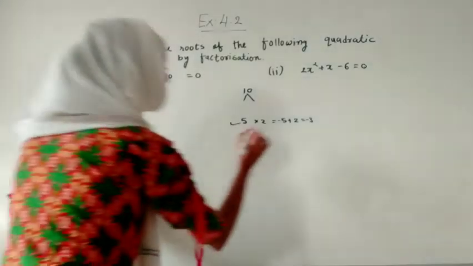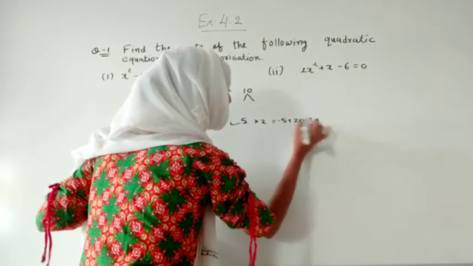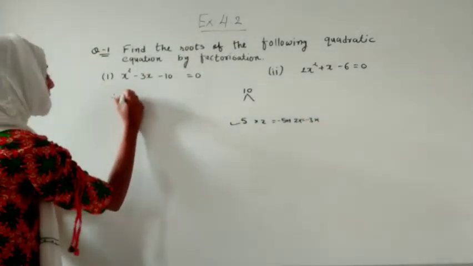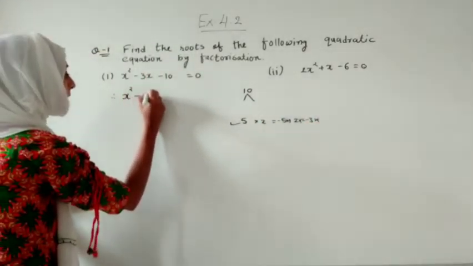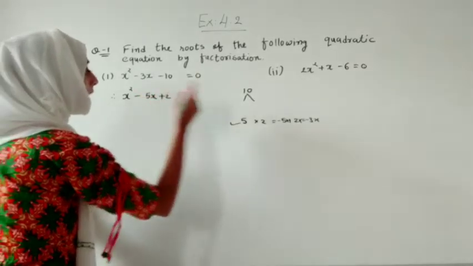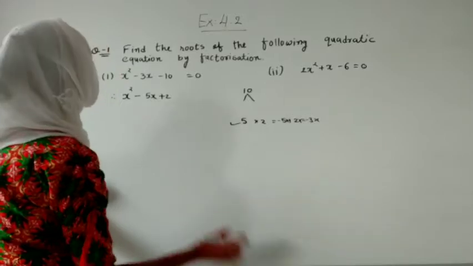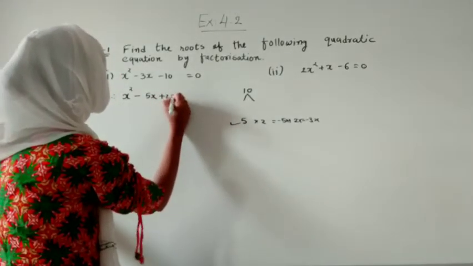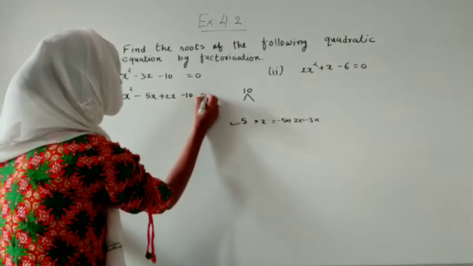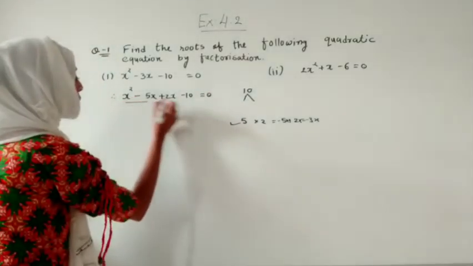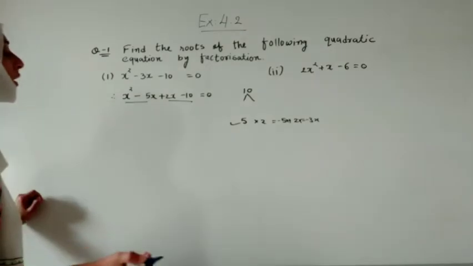Now we want x, so सब जगह पे हम x लगा देंगे. Means now in the place of -3x what can we write? So here we can write x square minus 5x plus 2x, यानी -3x का splitted form क्या है? -5x plus 2x. So that we are writing over here, and -10 equals 0. Now we will take these two brackets and we will take out something common.